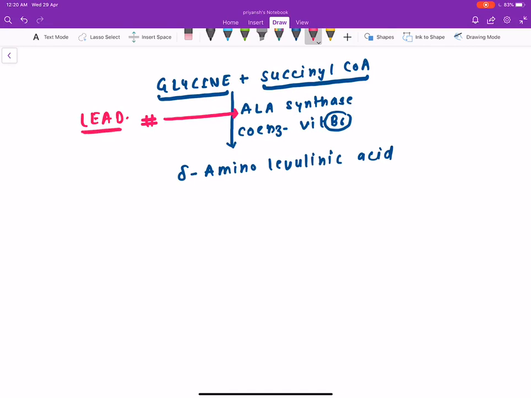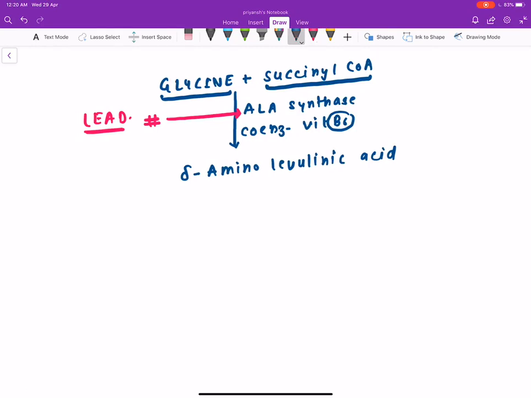We also know that the anti-tubercular drug, ATT, that is isoniazid, also leads to a decrease in vitamin B6, so I can say it will also inhibit this reaction. Isoniazid will also inhibit this reaction, as well as lead also leads to inhibition of ALA synthase.